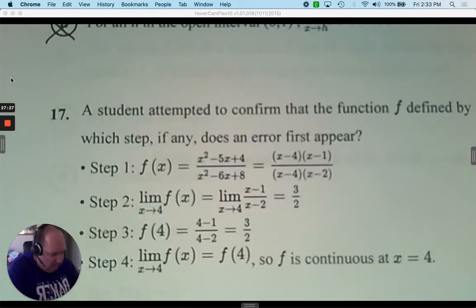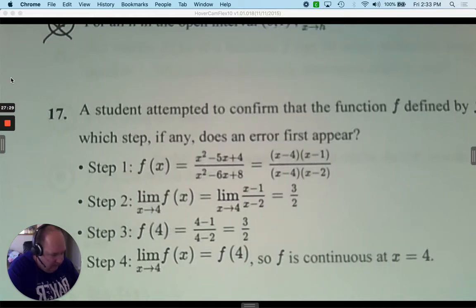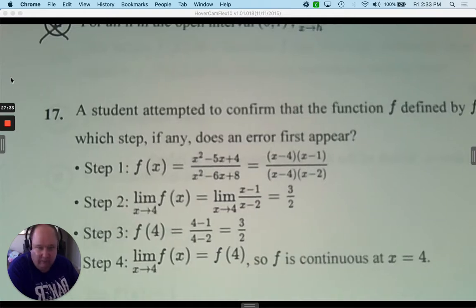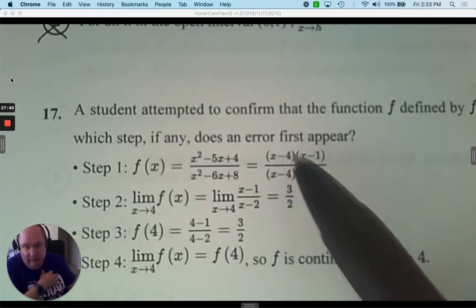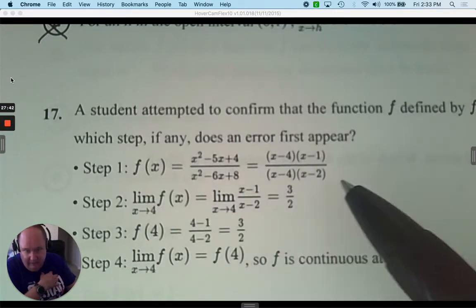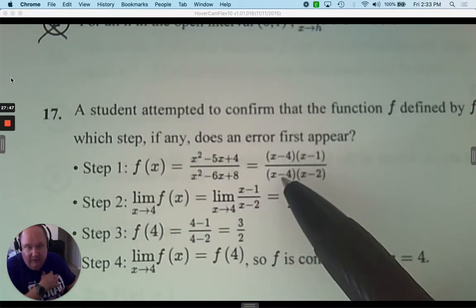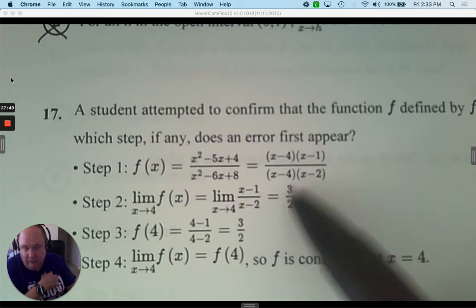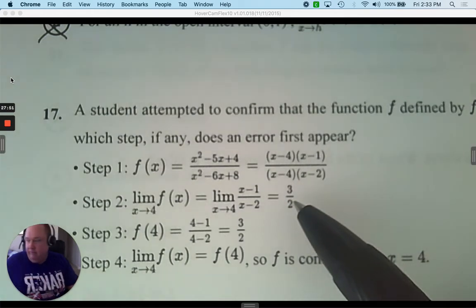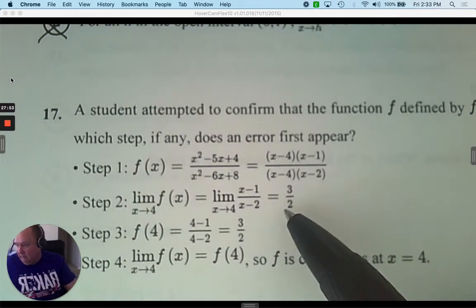Number 17. A student attempted to confirm that a function defined is continuous at 4. In which step does an error appear first? To know if it's continuous at 4, first of all, they factored it out. Did they factor it out correctly? Yes. And then they removed a discontinuity. When they removed that discontinuity, are they showing that it is continuous?